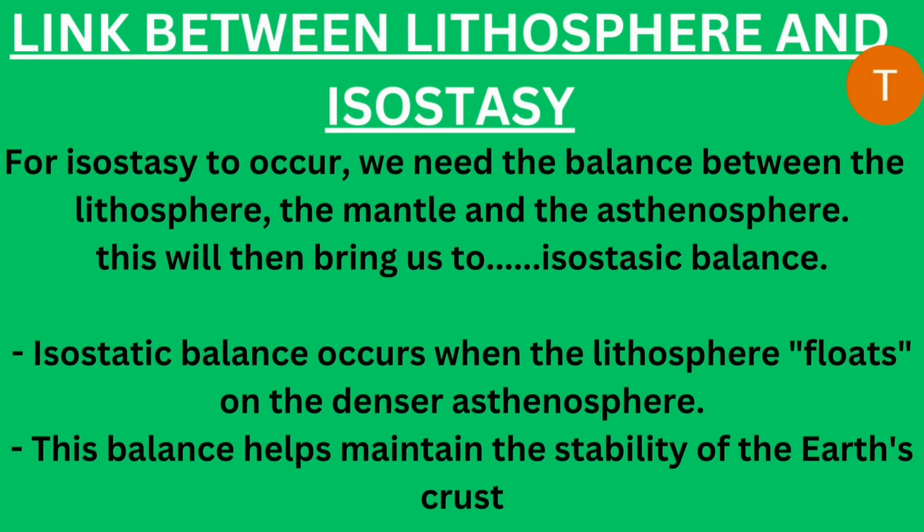Going back to isostasy, we first have to know the link between the lithosphere and isostasy. For isostasy to occur, we need the balance between the lithosphere, the mantle, and the asthenosphere. This will then bring us to isostatic balance. Isostatic balance occurs when the lithosphere floats on the denser asthenosphere. This balance helps maintain the stability of the Earth.